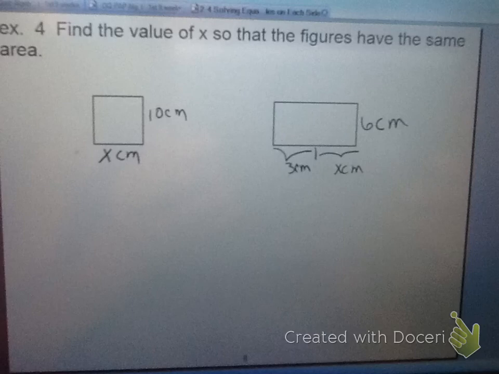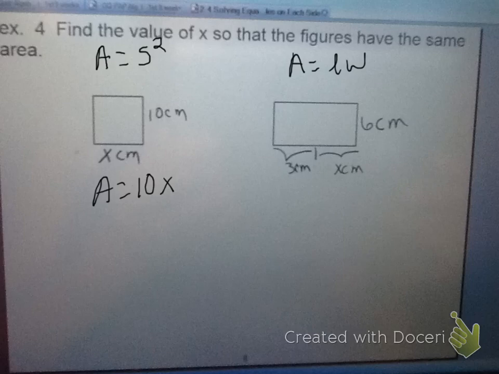Example 4, find the value of x so the figures have the same area. That means the area of this square, the formula for area of a square is length times width, or side times side, or side squared, same thing. And the area of a rectangle is length times width. So the area of this square is x times 10, which is 10x. The area of this rectangle, now this is the length. This part is 3 and this part is x. So the whole amount is 3 plus x. The length is 3 plus x.